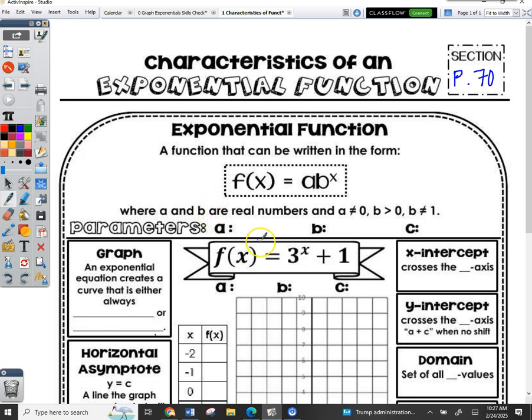A and B are real numbers. A cannot be 0. Why can A not be 0? Look at this. What would happen if A were 0? You'd be multiplying by what? 0. Which means the whole thing would become 0. So this is why they have this little parameter like, hey, A can't be 0. Then it says B has to be greater than 0 and not equal to 1.